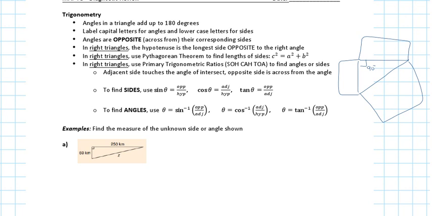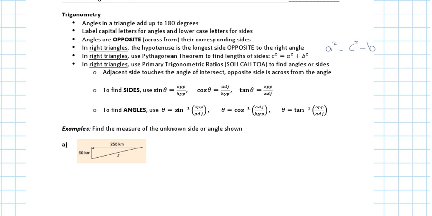And then there are different versions of it. If you are looking for A, your formula would be A squared equals C squared minus B squared, because you bring the B squared over. And if you're looking for B squared, it's C squared minus A squared, okay? The A and B are your legs, or the sides, and the C is your hypotenuse.